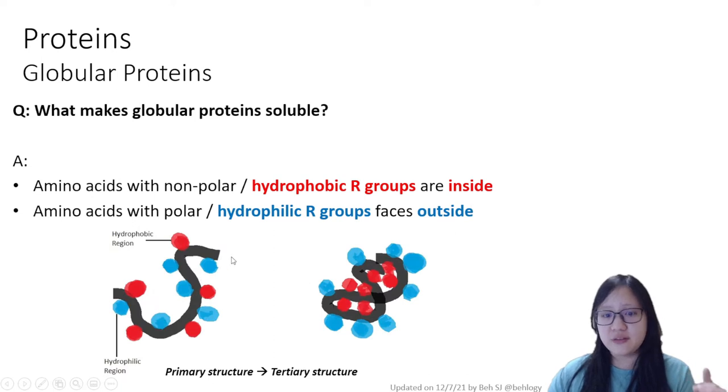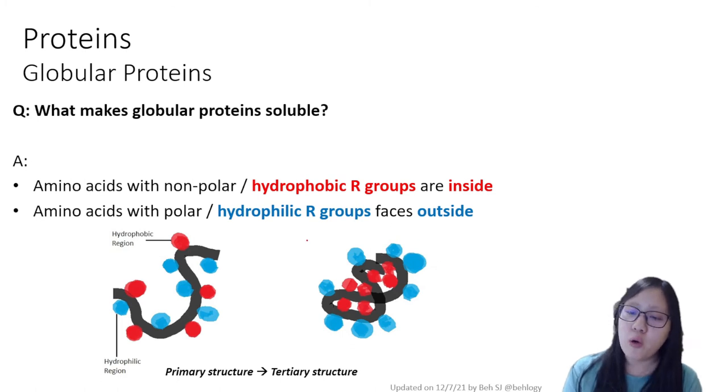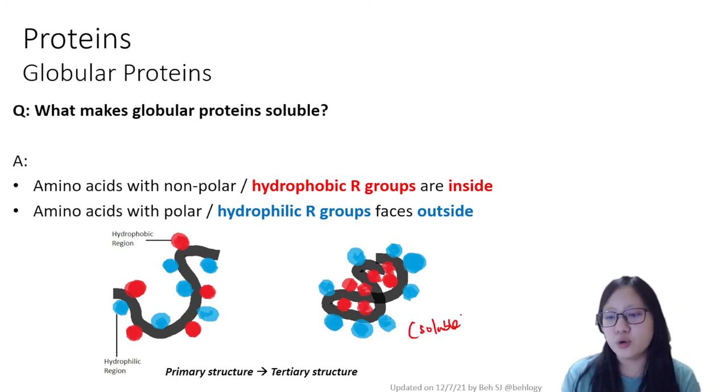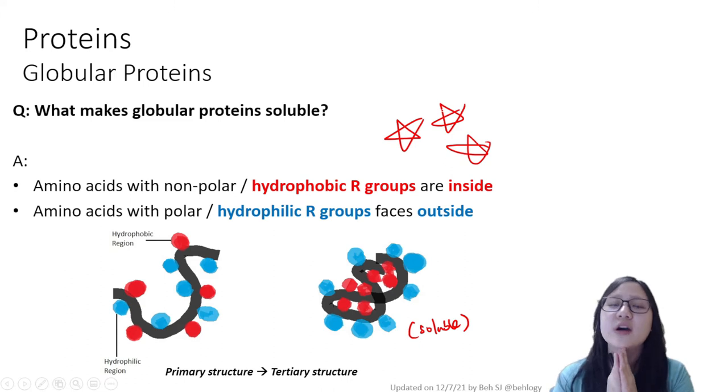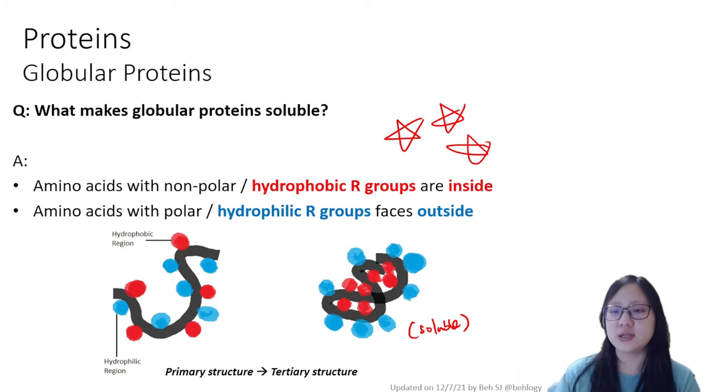So if this is the primary structure, this would be a tertiary structure. Let's say these balls here are hydrophobic. These are going to clump inside, and you can say they will form hydrophobic interactions, but they're going to point inside away from water, whereas these hydrophilic R groups are going to face the outside and interact with water. Now, overall, this molecule will be soluble because the outside interacts with the water. So remember this. This is incredibly important, and it will come up very often, and you see it in many different contexts, not only proteins. Very important concept.